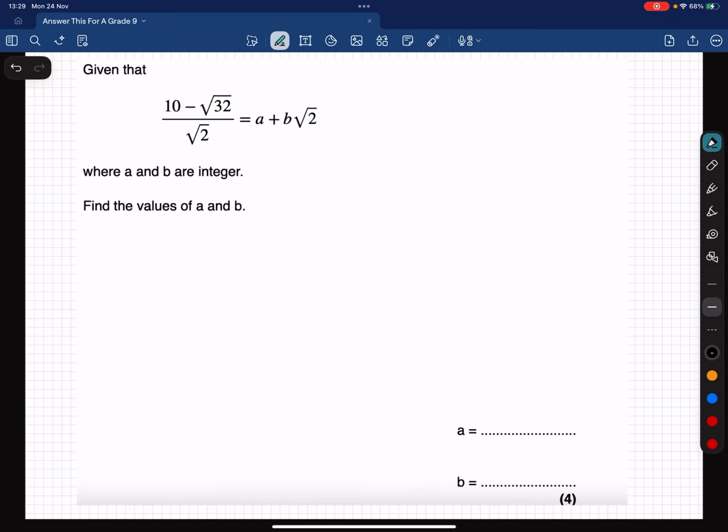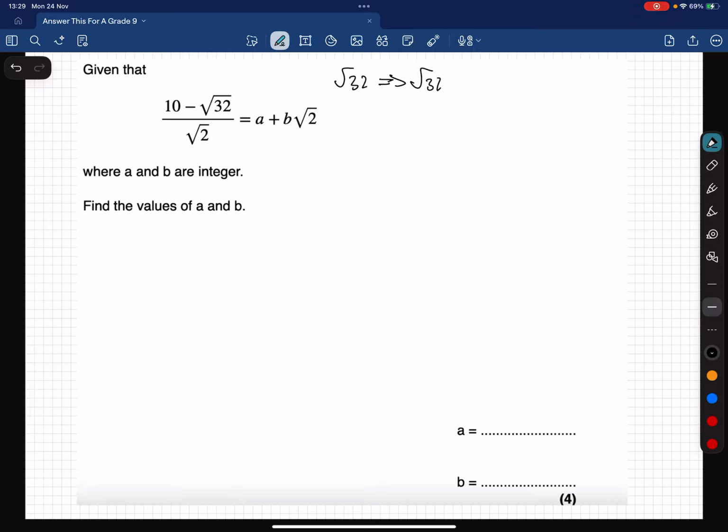Again, pause the video, give it your best shot, and I will go through the answer. Okay, so this one's a bit challenging based on the fact that you've got this root 32.